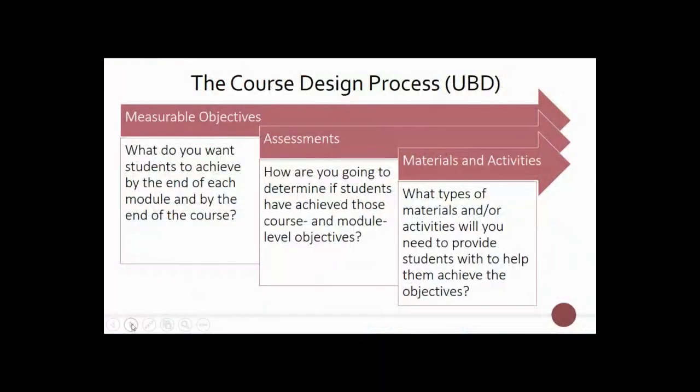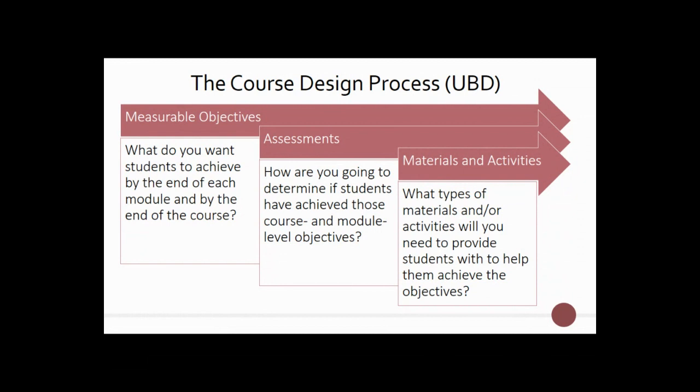So with that being said, we're going to talk about the course design process, and understanding by design is what UBD stands for. And so it's often referred to as backwards design. We've talked about it in a couple of these sessions, but basically we start with the measurable learning objectives, and those tell us what we want students to achieve by the end of the module and by the end of the course.